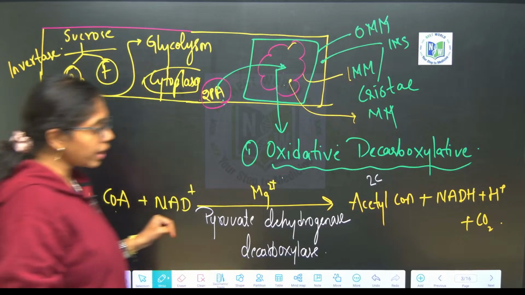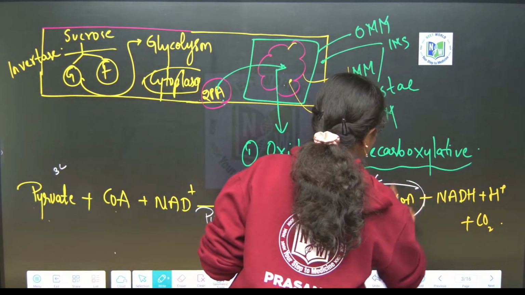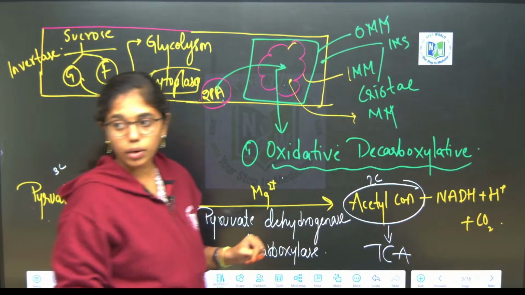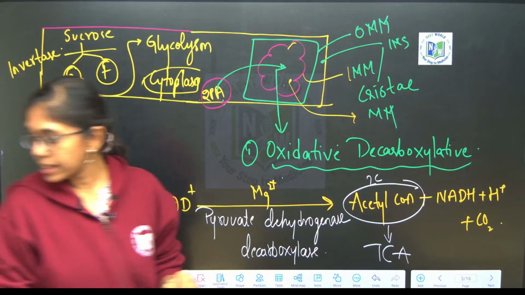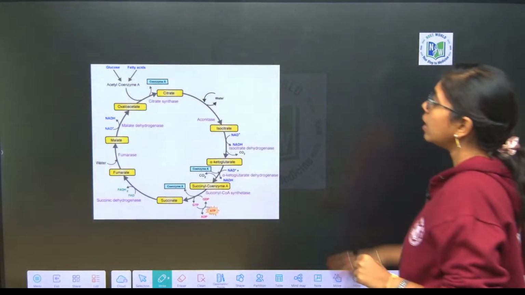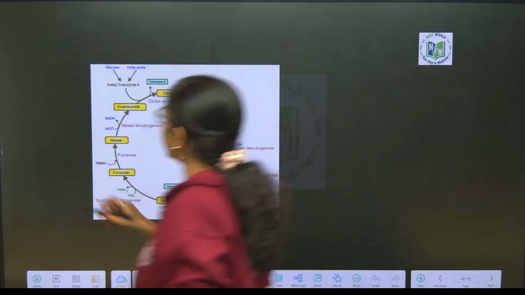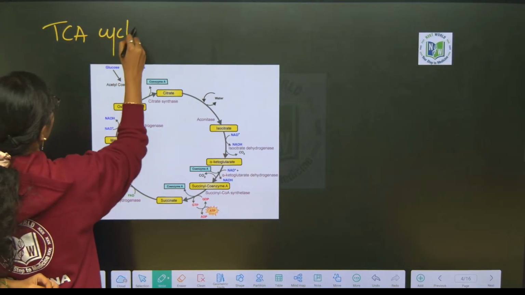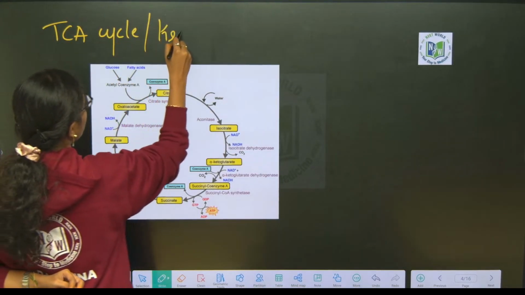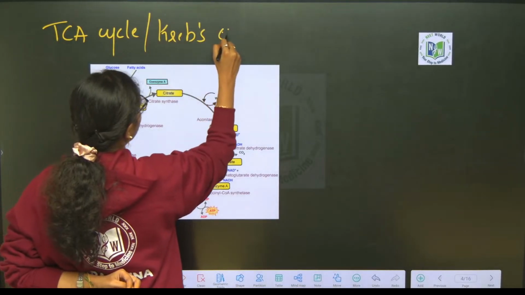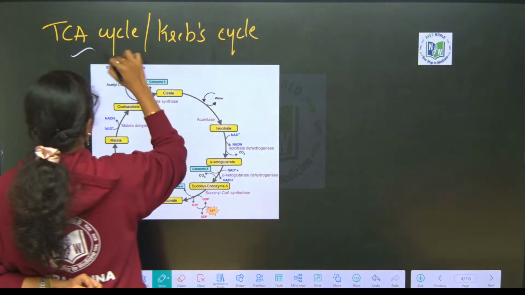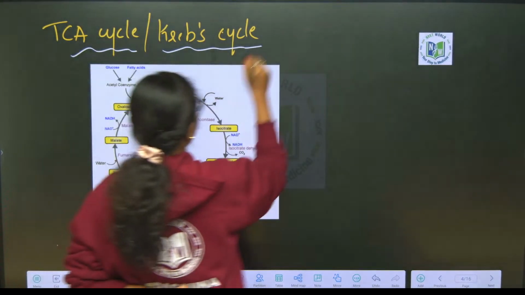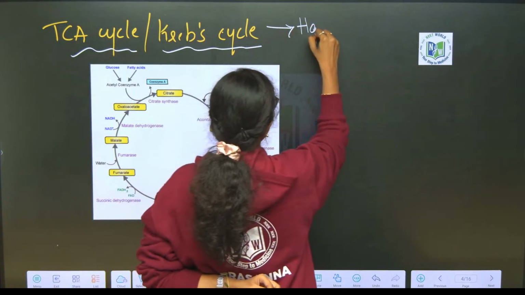Now here acetyl CoA will start the TCA cycle. Look at here carefully. The tricarboxylic acid cycle, TCA cycle, which is also called the Krebs cycle, is named after the scientist Hans Krebs.